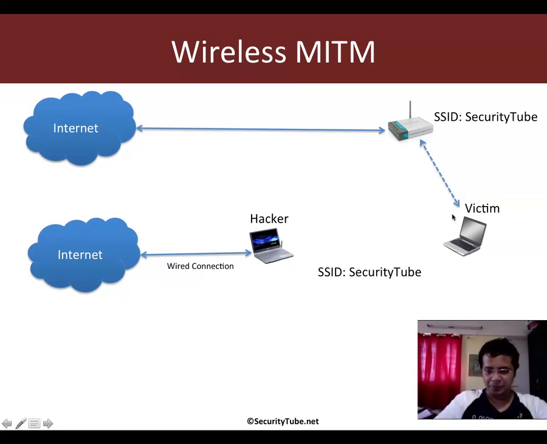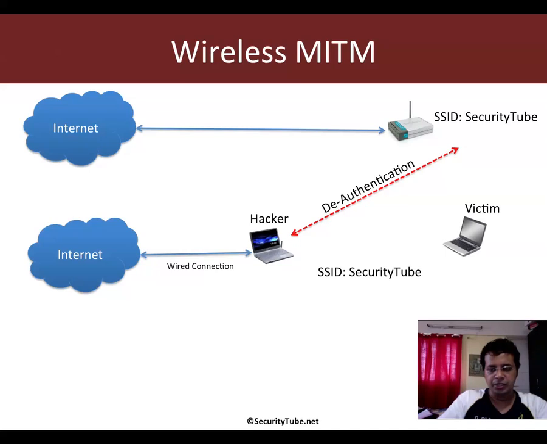So coming back, now in the same vicinity, you have a hacker who in this scenario is connected to the internet, maybe via a wired connection. And what he's going to do is also advertise a honeypot AP with the same SSID as the authorized access point, which is SecurityTube. Now we've looked at how to break isolated clients, and this is a simple hotspot based attack in which we first de-authenticate the connection between the victim and the authorized access point.